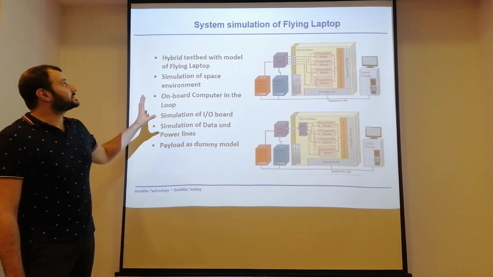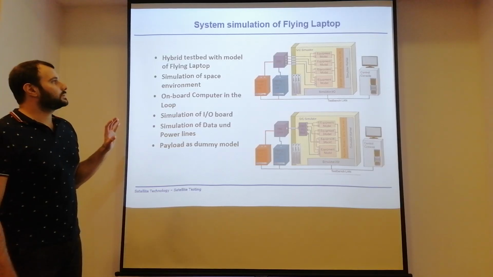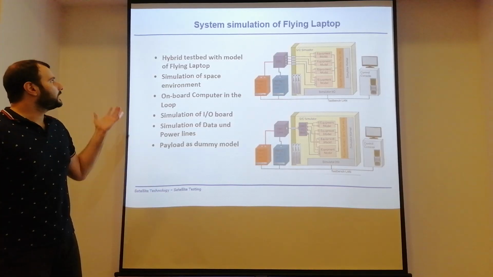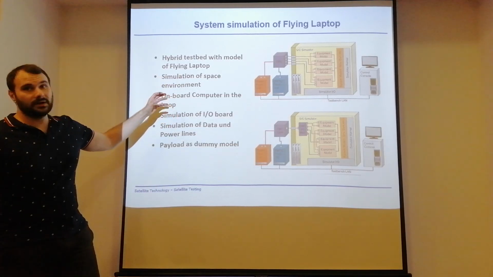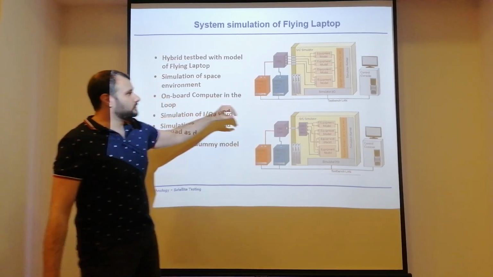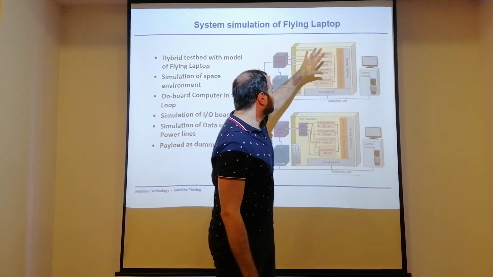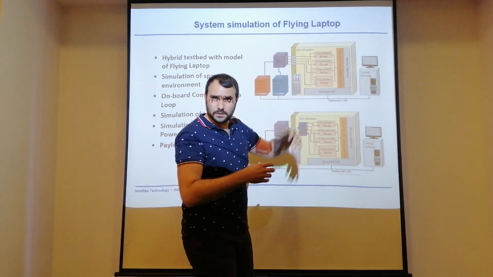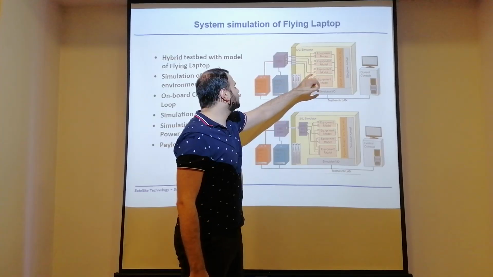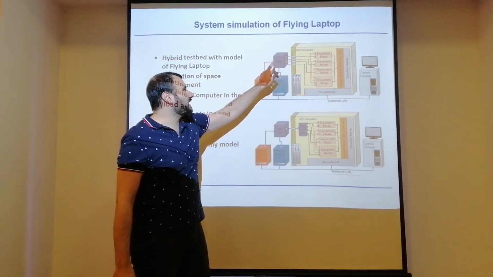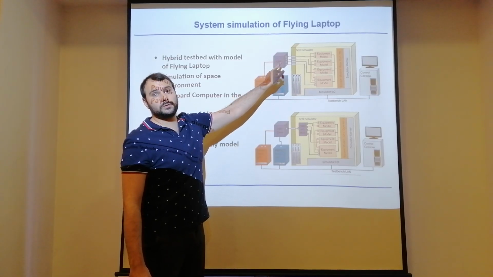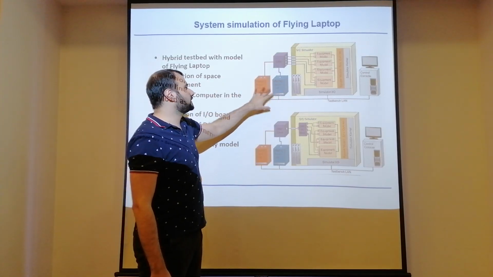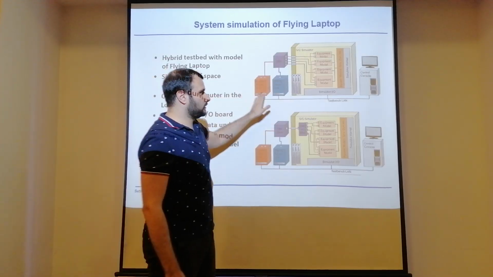The first test is the system simulation of Flying Laptop. In order to do the system simulation, so how the satellite will behave in general as a unit, we use a hybrid testbed with a software model of Flying Laptop. So we have the simulator with different inputs and outputs and a kernel, and then you have equipment models. So you have models of your equipment in your spacecraft simulator, and all those models are connected to the actual onboard computer, or an engineering model of the onboard computer, which is then connected to your telemetry, telecommand front end, and your power and your control PC.